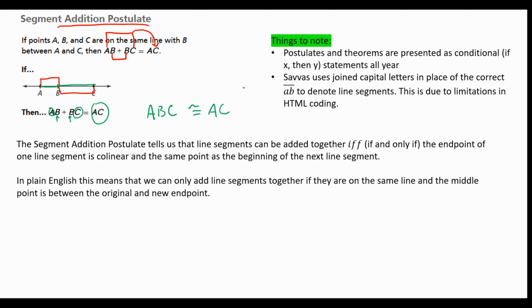Now, this postulate tells us that line segments can be added together. This IFF, you'll see it a lot in this class, stands for if and only if. That means everything that you're about to see must be satisfied for this to work. If and only if the endpoint of one line segment is collinear, so they are on the same line, and the same point as the beginning of the next line segment. I know this definition is a little more confusing. As long as they're on the same line and where one line segment stops, the next one begins, you can add them together with no problem.